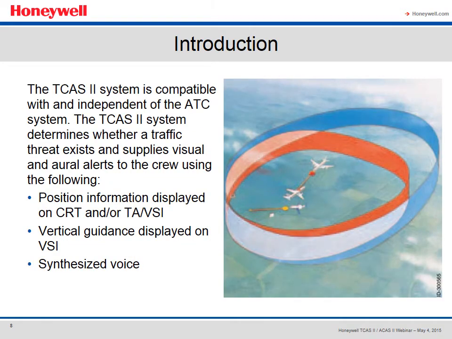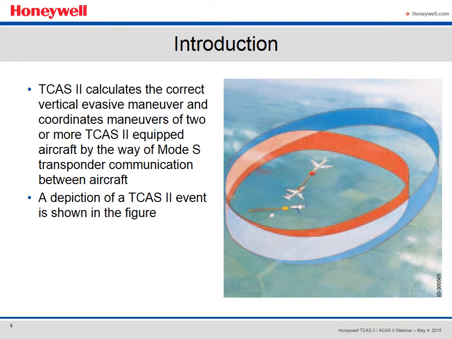The TCAS system is compatible but independent from the ATC system. TCAS determines whether a traffic threat exists and supplies visual and oral alerts to the crew using position information displayed on a nav display or a TAVSI, vertical guidance displayed on the vertical speed indicator, and a synthesized voice. TCAS calculates the correct vertical evasive maneuver for your aircraft, plus coordinates maneuvers for two or more other TCAS-equipped aircraft through Mode S transponder communication.